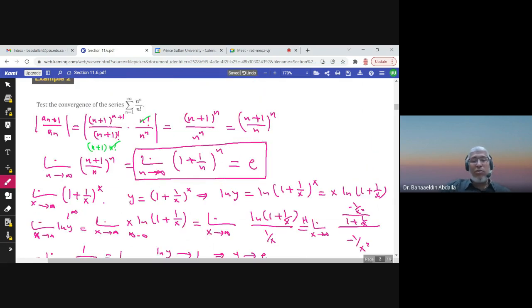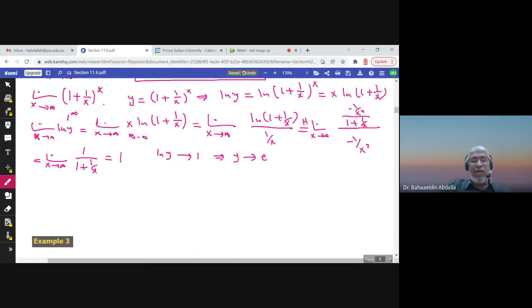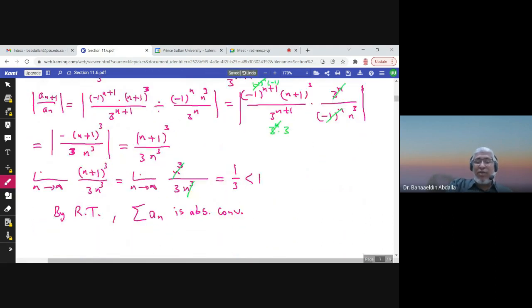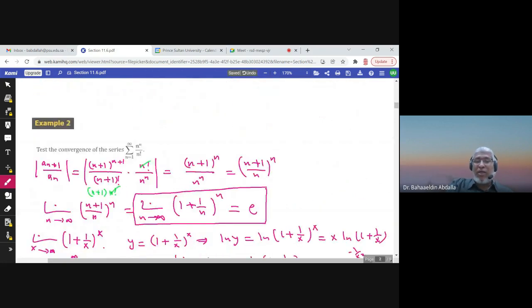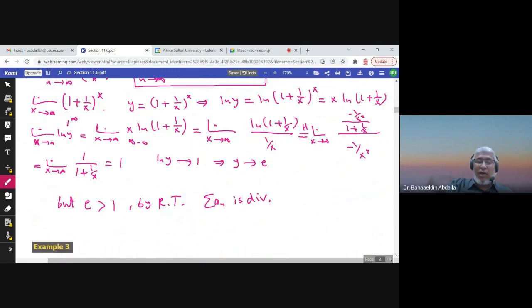So we have now the ratio test, and we have seen that the limit of the absolute value of a_(n+1) over a_n is e, but e is a number greater than 1. So by the ratio test, this series is divergent. So we had two examples. In this one, the limit was 1 over 3, so the series is absolutely convergent. And here, the limit was e, greater than 1, so the series is divergent.